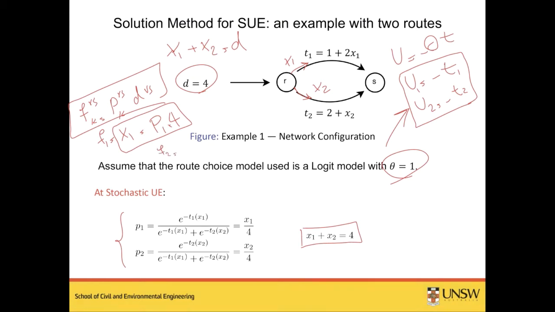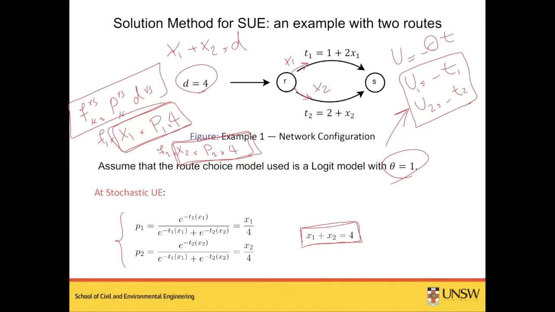It's only a path with one link, so f2 is actually equal to x2, which is equal to p2 multiplied by the demand, which is 4. So x2 is equal to p2 multiplied by 4. So I now have three equations: x1 plus x2 equal to 4, x1 equal to p1 multiplied by 4, and x2 equal to p2 multiplied by 4.